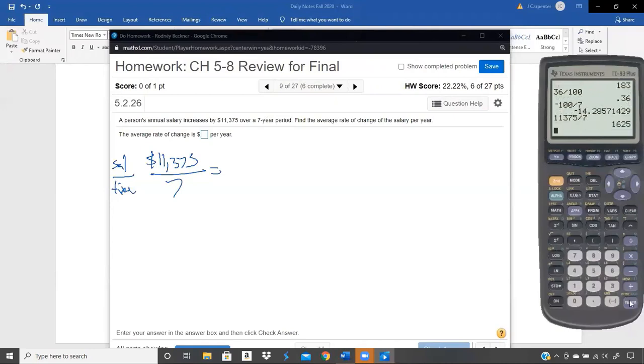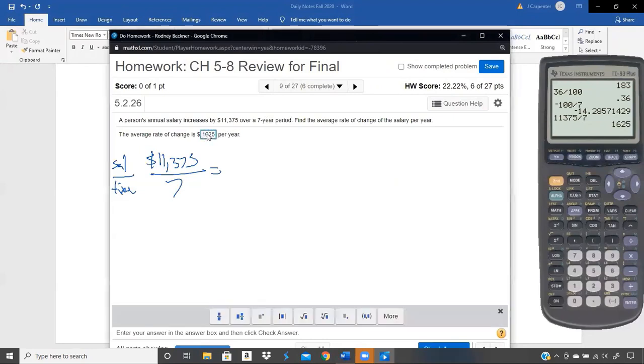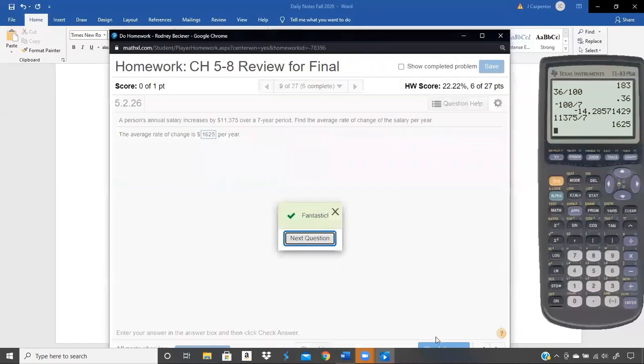11,375 divided by 7. Boom. 1625. Just pretend I wrote that, please. $1,625 per year. And by the way, I'm going to put the annotate back on. That was 7 years. So it's $1,625 per year, because the year is in the bottom, so that's a per. And there we go.